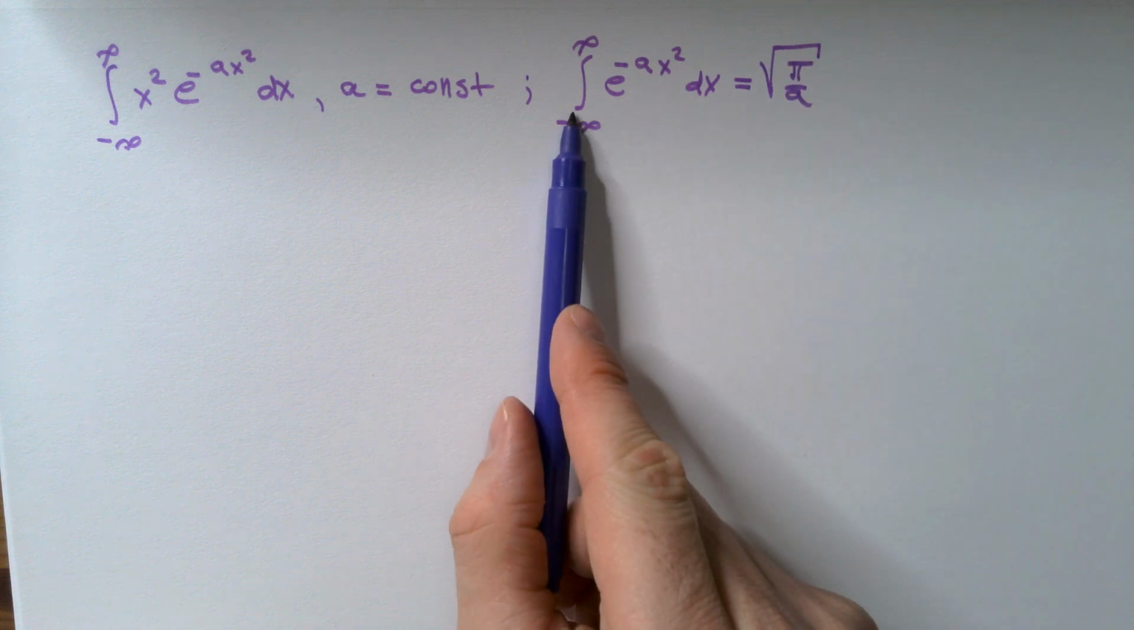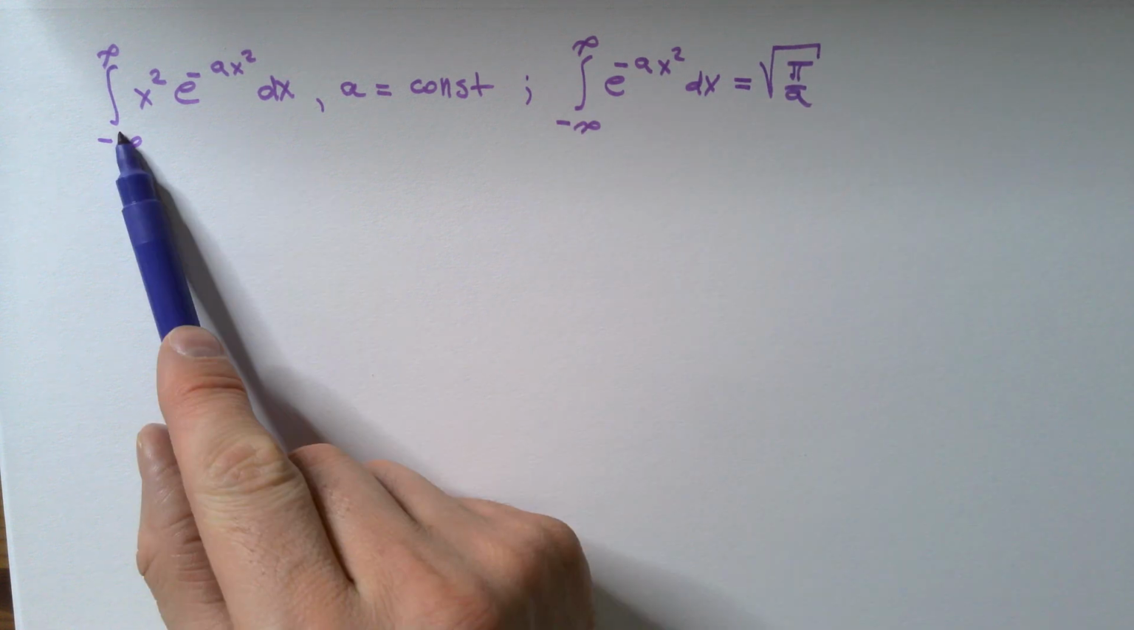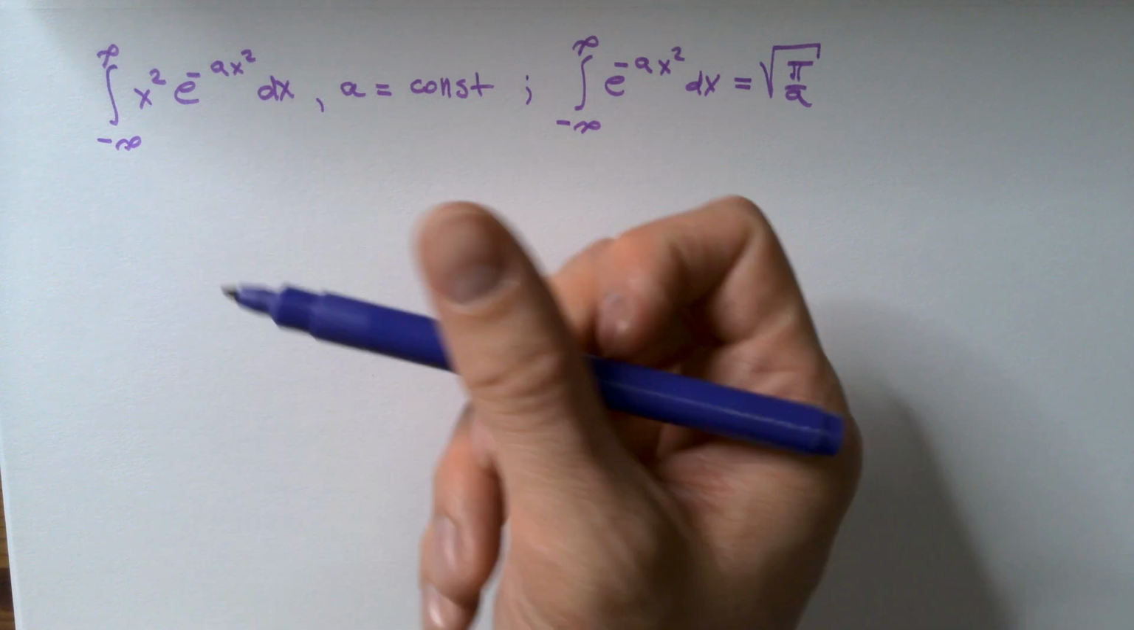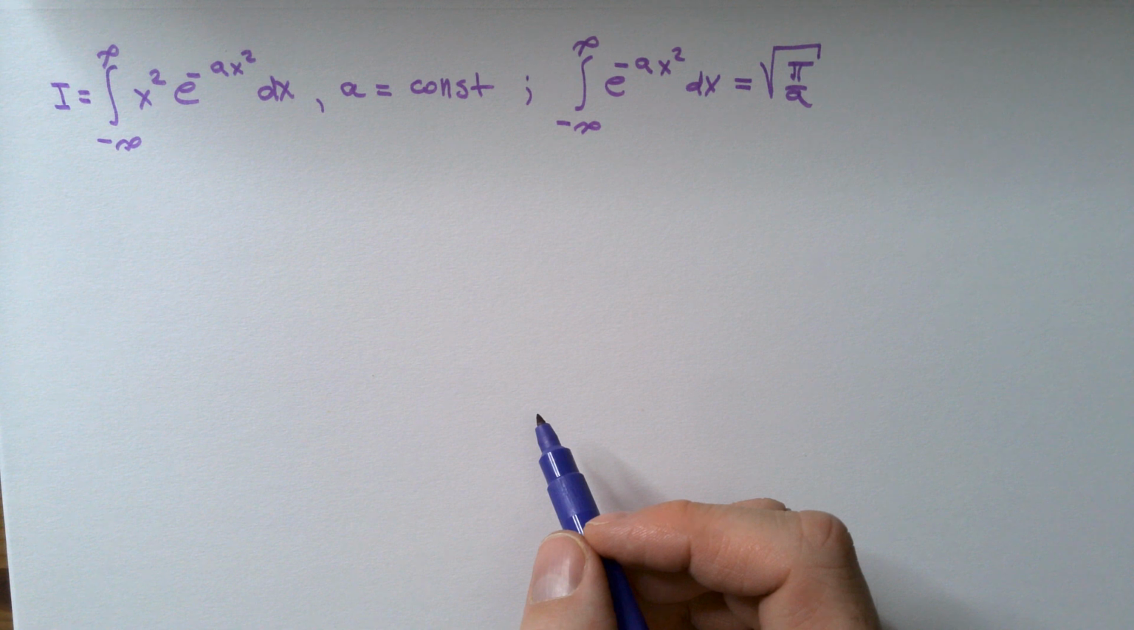Now you will right away see that this integral is exactly the same as this one except for this x squared, which makes it more tricky. So let us call this integral I, and how do we solve it?